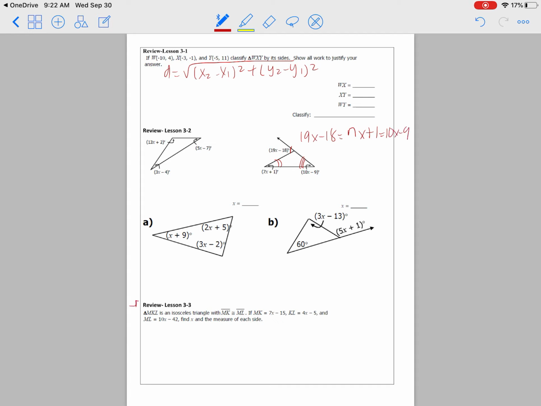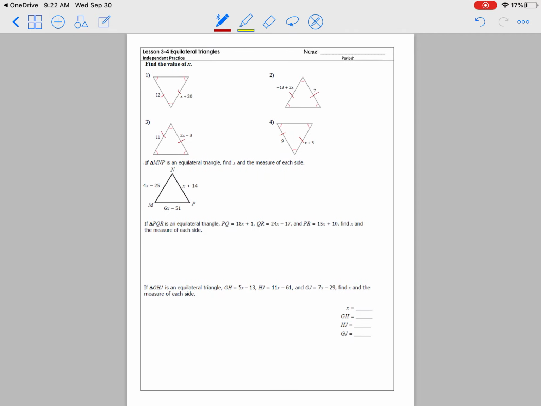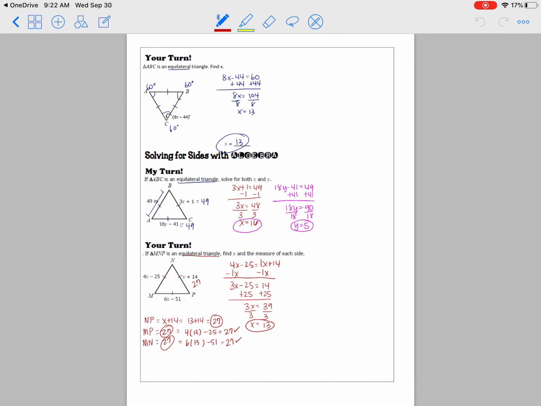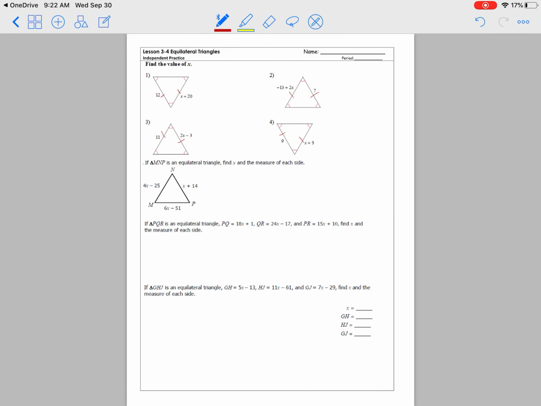And then at the end, you have a problem of an isosceles triangle. You're going to be recalling the properties of isosceles triangles, drawing the diagram for this particular problem, solving for x, and then finding the measure of each one of the sides. Super important, guys. You will be expected to complete the independent practice, and then take a picture of your work and submit it into the assignment for the lesson 3-4 equilateral triangles.